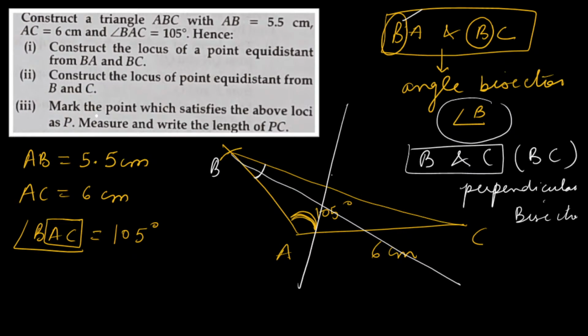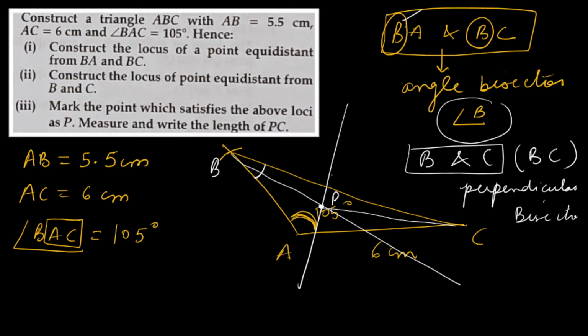Now mark the point which satisfies the above loci as P. Satisfying the above means satisfying both. Their point of intersection you can mark as P. P is that point which is equidistant from BA and BC, and also equidistant from B and C. Then you have to write the length of PC. You can join PC and write down its length. So let's start the construction. Roughly I have explained what we have to draw. You can always draw a rough sketch to guide yourself.